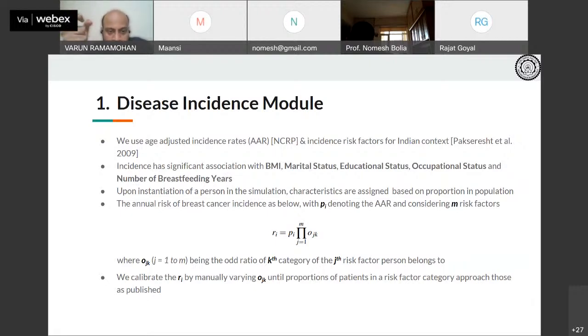We calculate age adjusted risk, the risk of developing cancer per 100,000 people, based on odds ratios from a published study. So it's a slightly different approach. It's in some sense easier to do, although it did require a little bit of calibration.